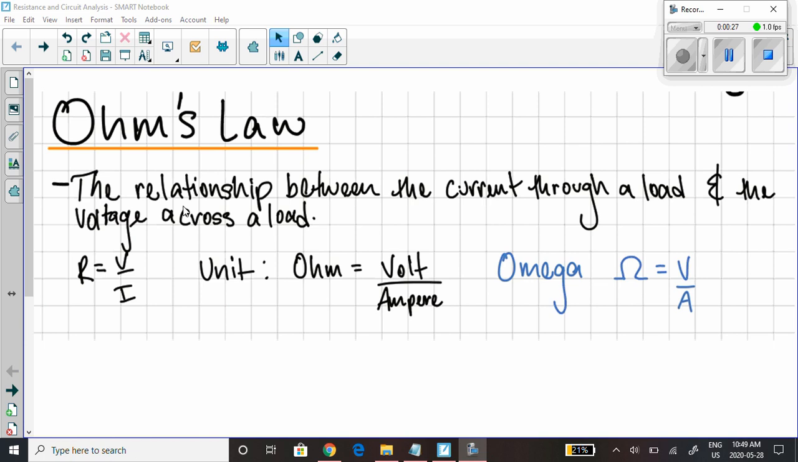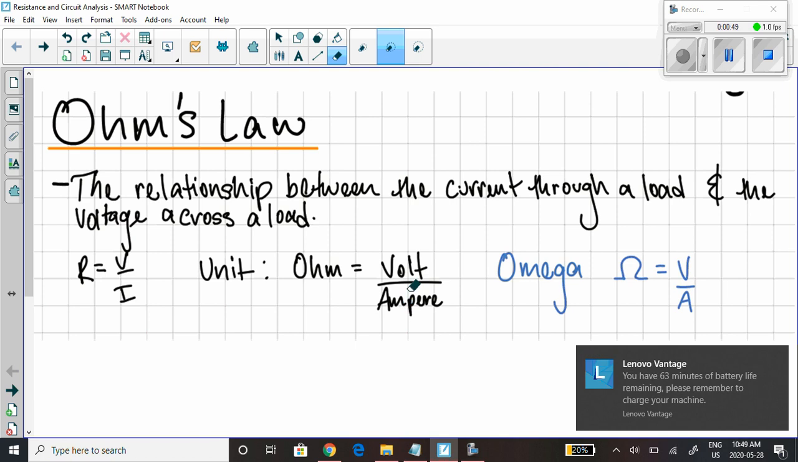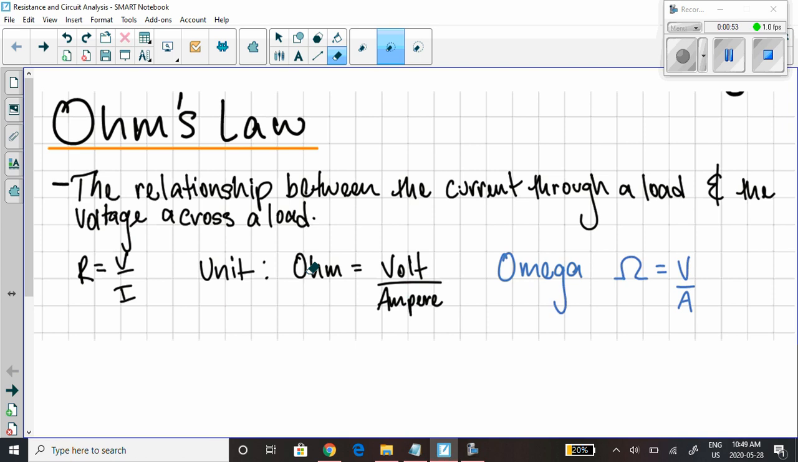And Ohm's law is a law that shows the relationship between the current that goes through a load, right? The current that goes through a load and the voltage drop that you get at the load. And it's a very straightforward relationship. If you take the voltage in volts and you divide it by the current in amps, you get the resistance of that resistor or of that load.